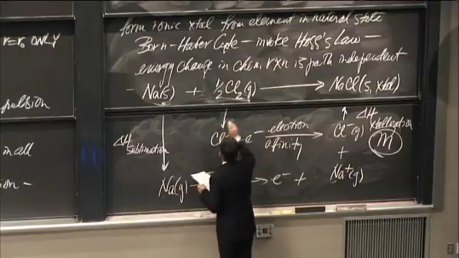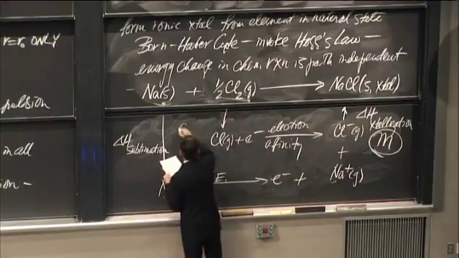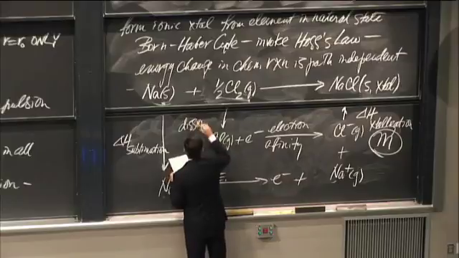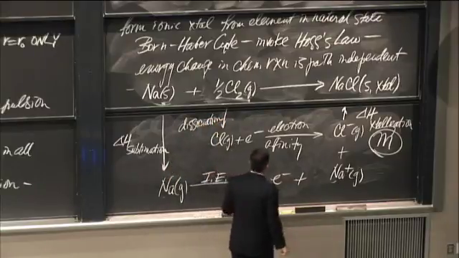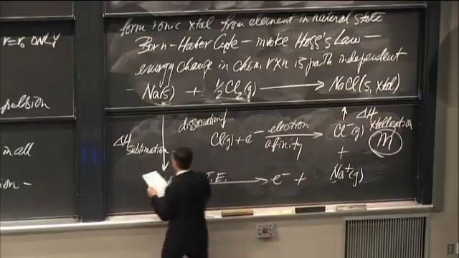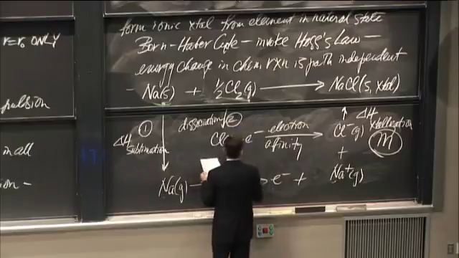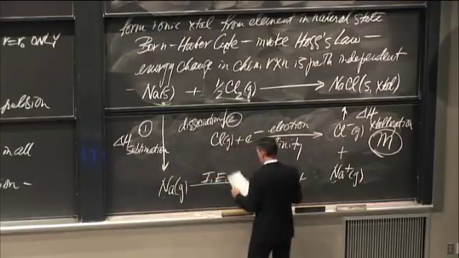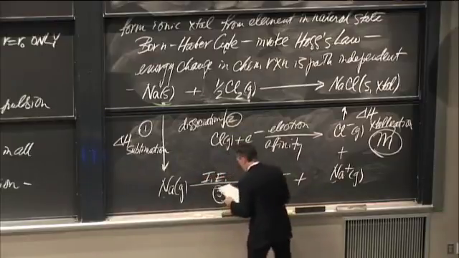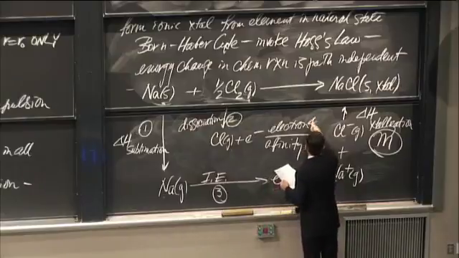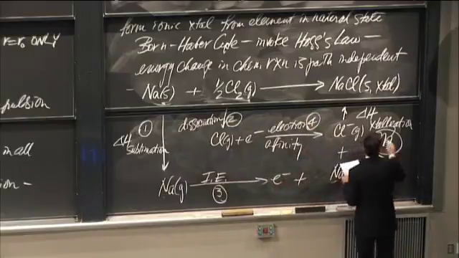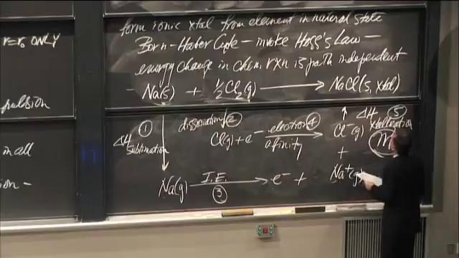I've got to dissociate diatomic chlorine, so this is called dissociation. So that's the whole thing. And I'm going to now put some numbers on here. Let's see, I'm going to call sublimation step 1, dissociation step 2, ionization step 3, electron affinity step 4, and crystallization or Madelung step 5.